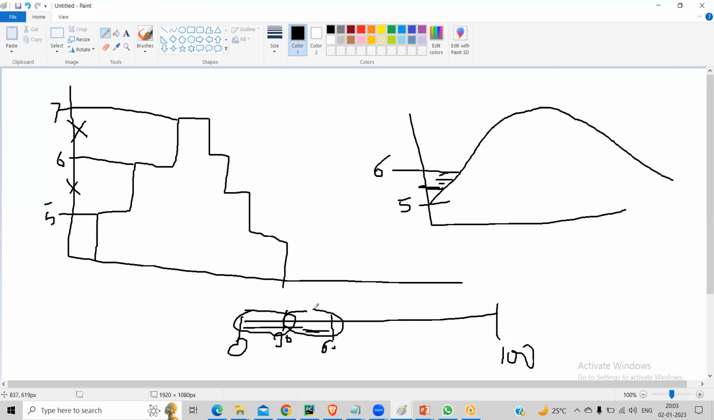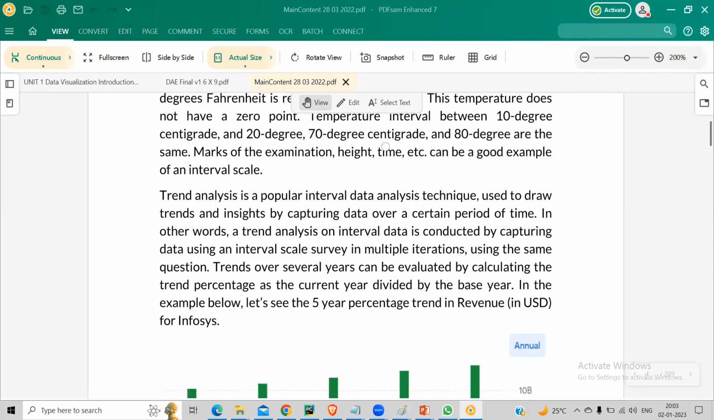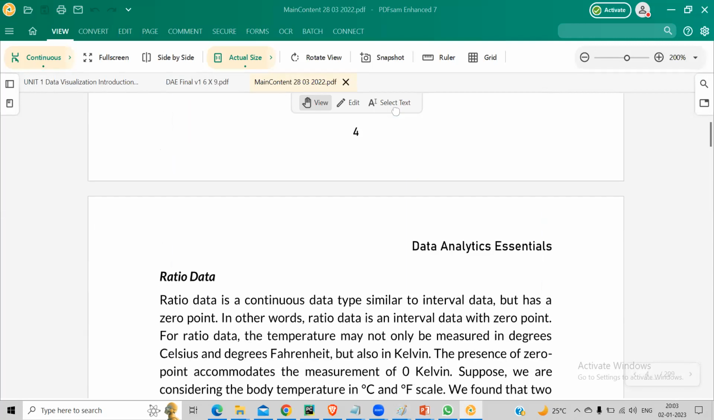30 degree, 30, 30, 30, 30. It is equal interval. Ratio is when you are dividing into multiple parts, okay?